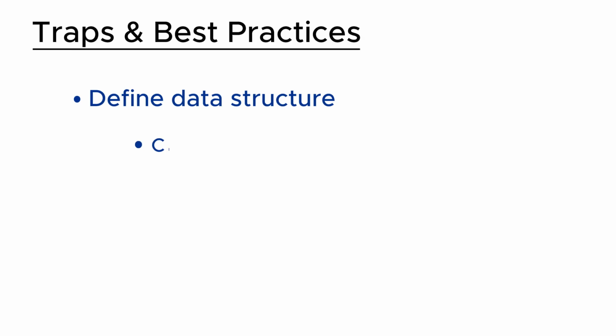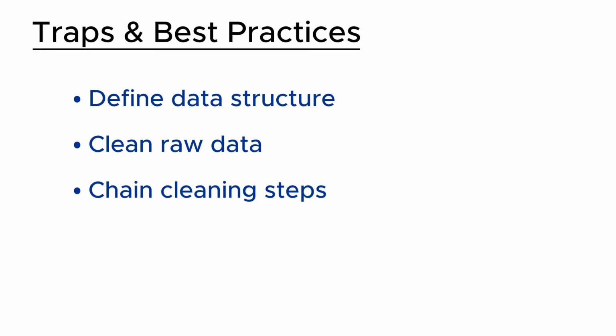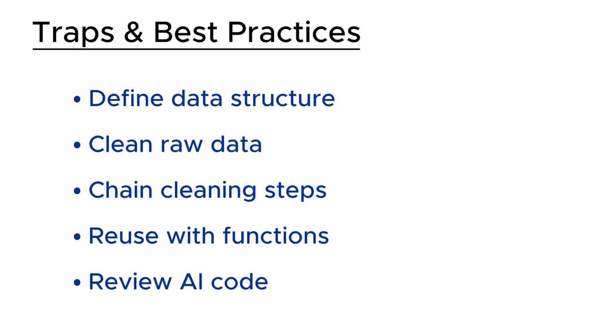A common trap when using AI for data analysis is expecting the tool to know your data structure. Your prompts need to be specific about column names and data types. Another trap is to just plot the raw data without cleaning it first, which often leads to messy, unreadable charts. A key best practice is to chain your data cleaning commands or functions. You can ask Copilot to generate a single function that combines all your data cleaning steps for reusability. And as always, remember to read and understand every line of code Copilot generates. It's not magic, it's a tool.